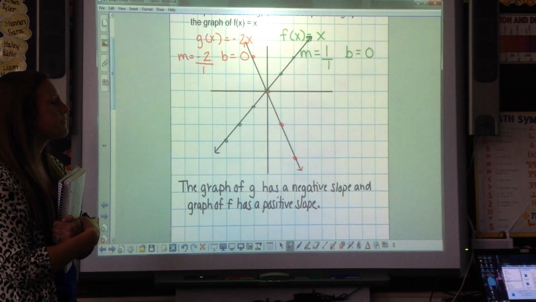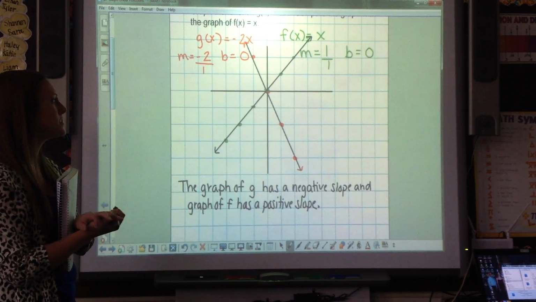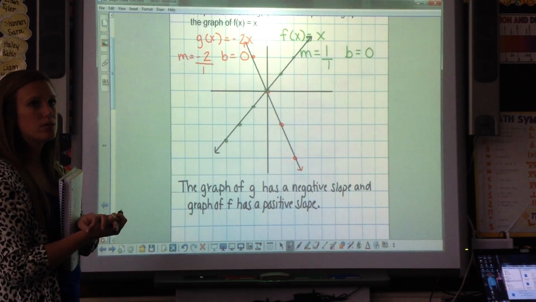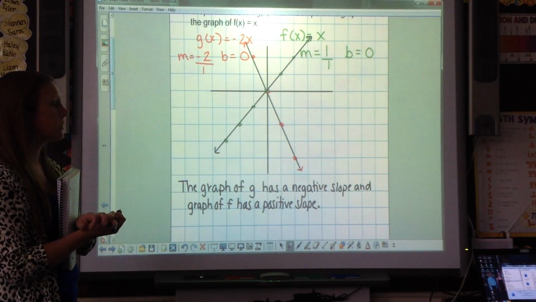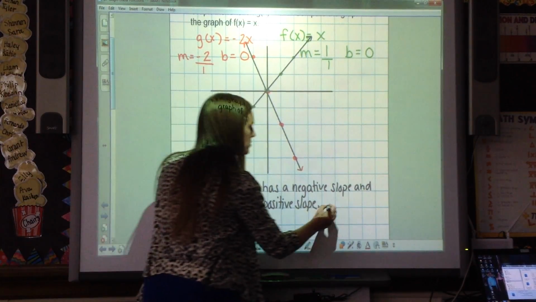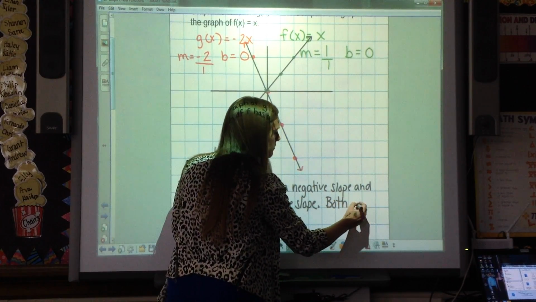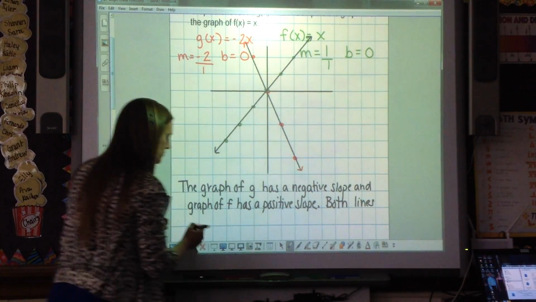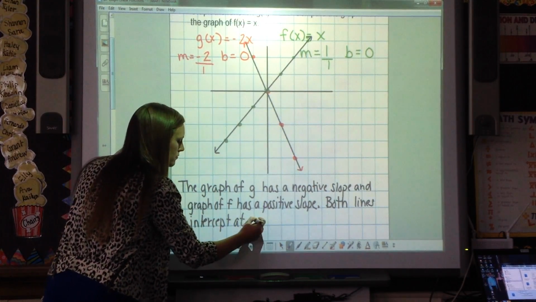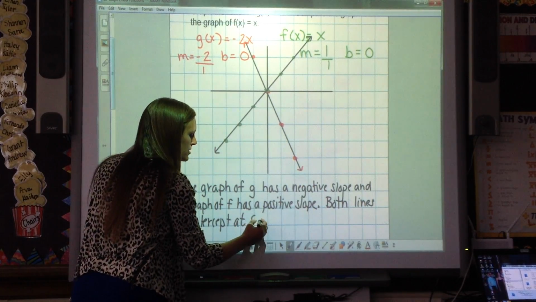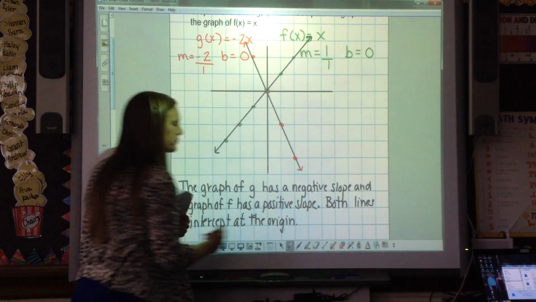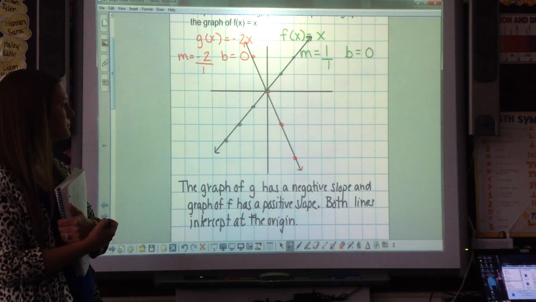You can also describe a graph with its intercepts. These two functions intercept at the same place. They both intercept the y. They both have the y-intercept of 0. So that's what I'm going to say. Both lines intercept at 0. You can say functions. I'm going to say at the origin. I think that's a better way to describe it.